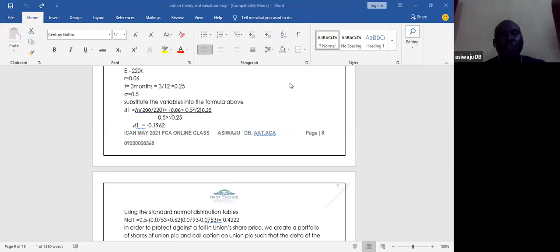We have gone through this before. Confidence, in your calculator, you use your ln, bracket 200 over 220, close the bracket. We walked through this last week, the application of your calculator in calculating your D1. Can we reconfirm that we have negative 0.1962? Please reconfirm.